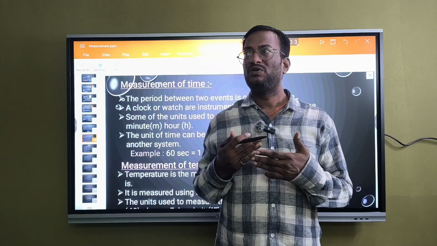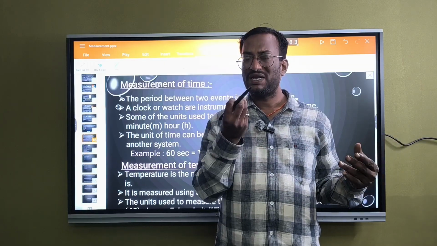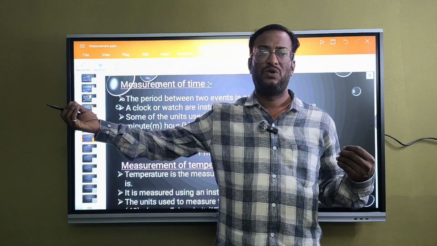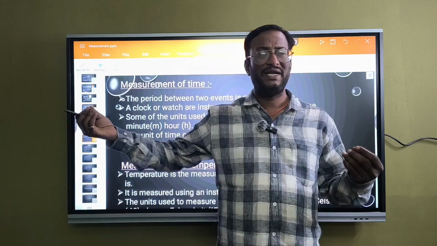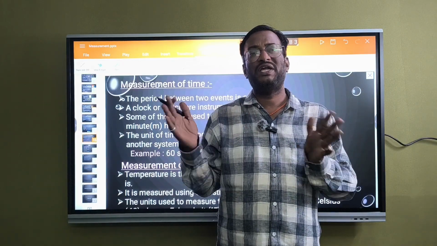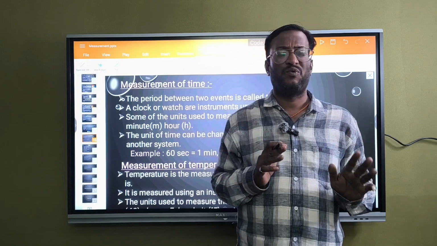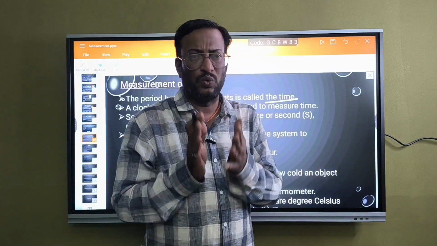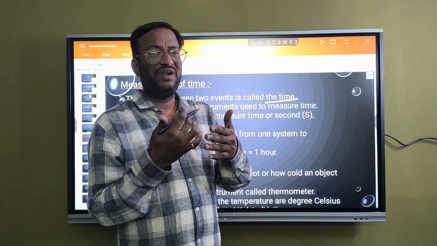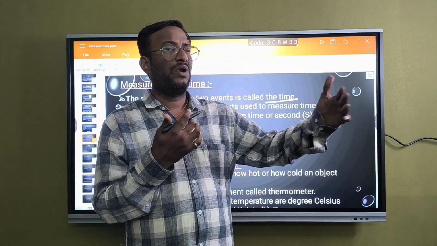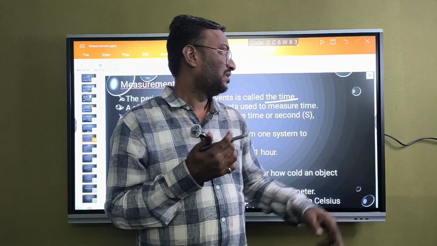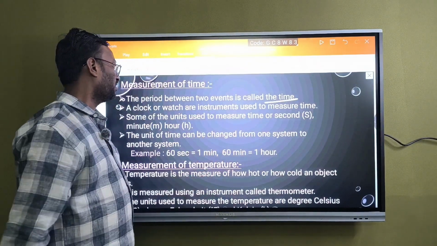For example, after finishing your tiffin, you will go to school. Going to school is 1 unit, eating tiffin is 1 more unit. The time gap, the duration between those two, will be called time. Whatever may be the event, between any two, if the event is very short, we measure in seconds. If the event is somewhat long, we measure in minutes. If the event is still long, we measure in hours, like that. It will go on, right.